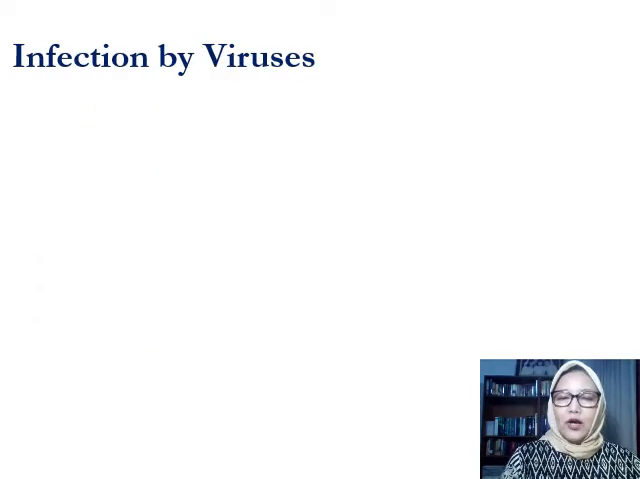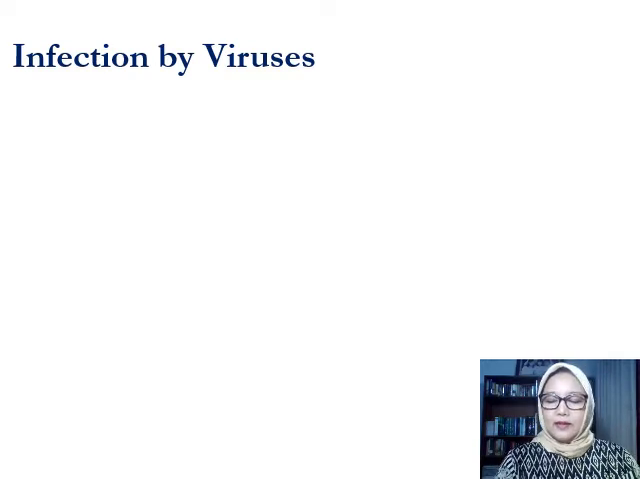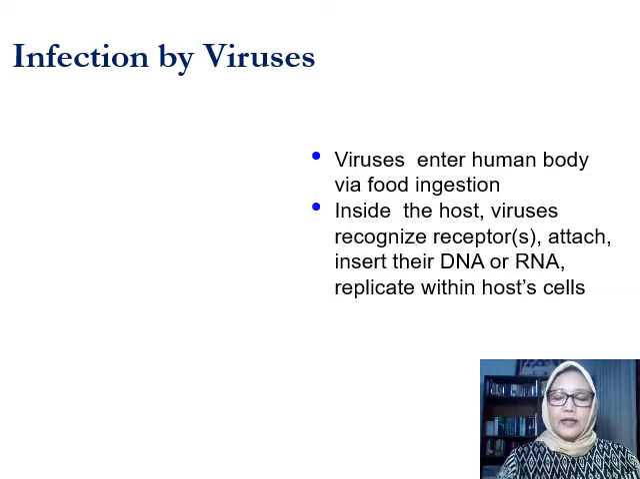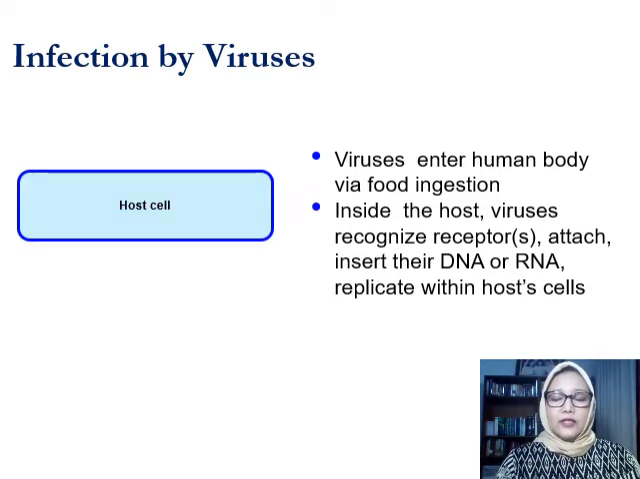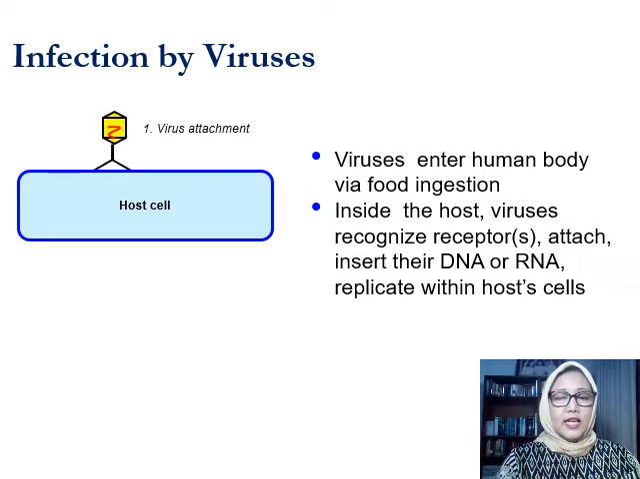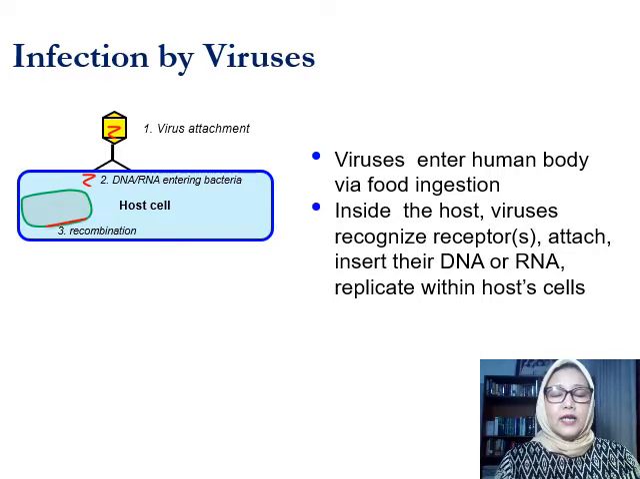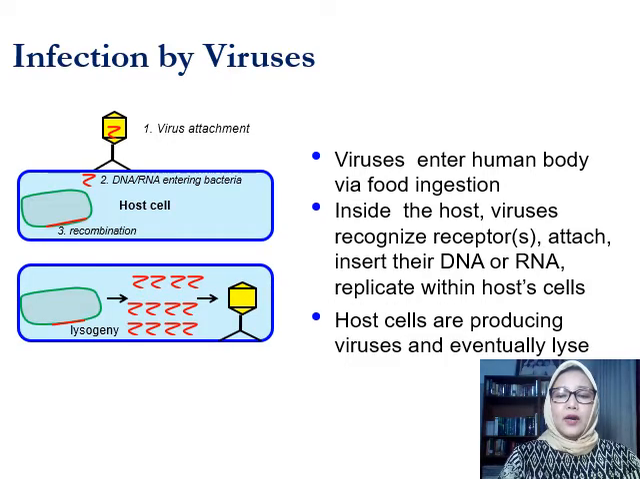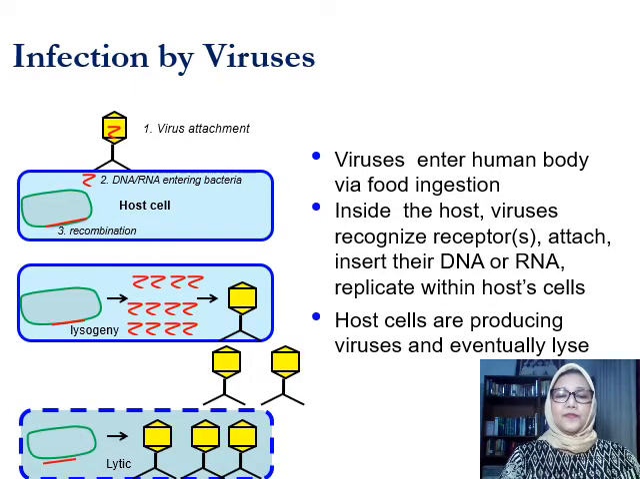Foodborne infection can also be due to viruses. In this case, viruses enter the human body through the food ingestion, and inside the host, the virus will recognize receptors on the host cells, attach, insert their DNA or RNA, which will eventually recombine with the host cell's DNA. The virus then replicates within the host cells, and when the host cells are producing the viruses in large number, they may eventually die.